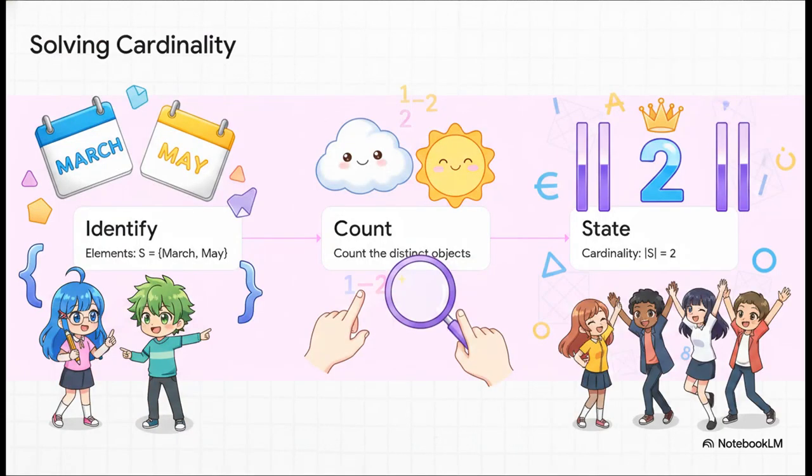Okay, here is the exact logical flow that is going to guarantee you those full marks. Step 1, identify the elements and write them out in roster form. Let's call the set S. So S equals the set containing March and May. Step 2, count the distinct objects. We have 1, 2 items. Step 3, state the cardinality. Using the absolute value bars around the S, we write cardinality of S equals 2. Breaking it down step by step exactly like this leaves absolutely no room for error.